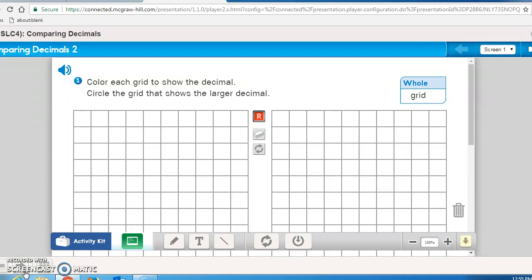So color each grid to show the decimal. Circle the grid that shows the larger decimal. You're going to go to Math Journal, page 102. You're going to color the grid as requested. Remember, it's giving you two numbers, 0.5, and it's giving you 0.87. Go ahead and pause the recording now and do that page. When you are done, I want you to bring it back to me. This is an assessment check. Thank you. Pause your recording.